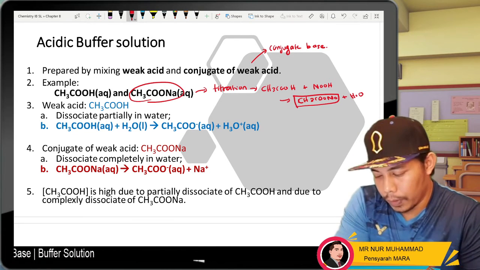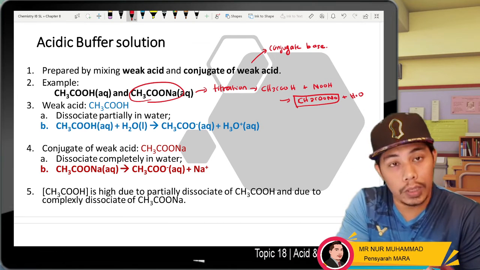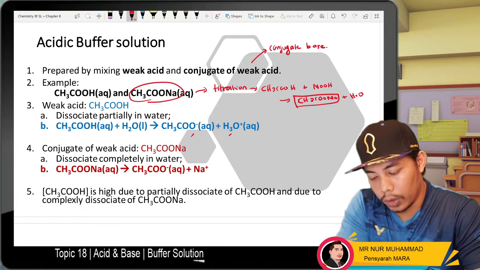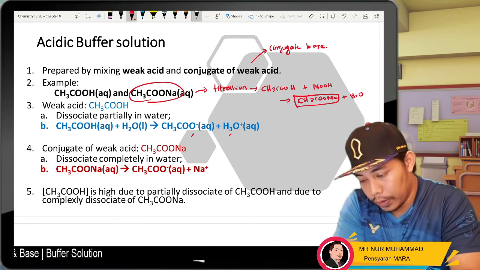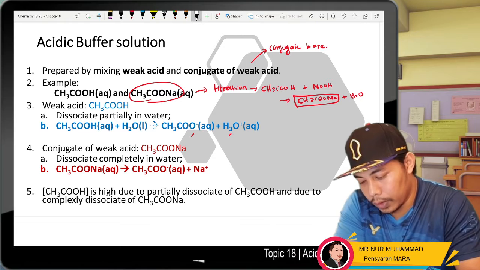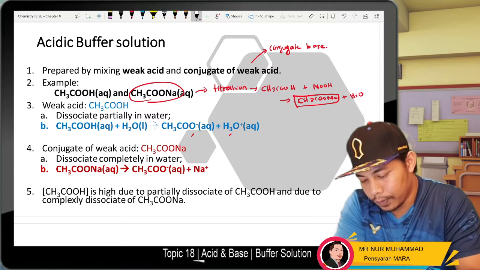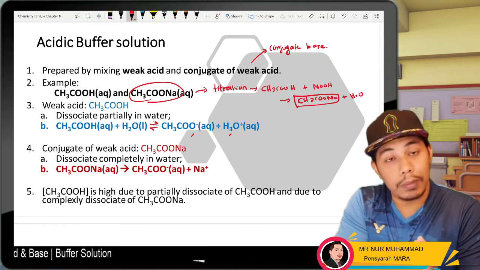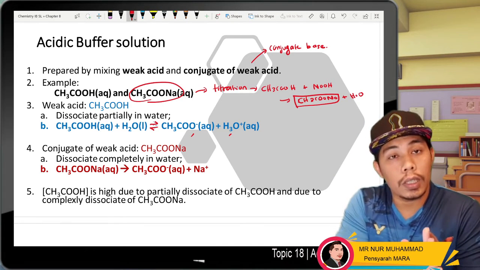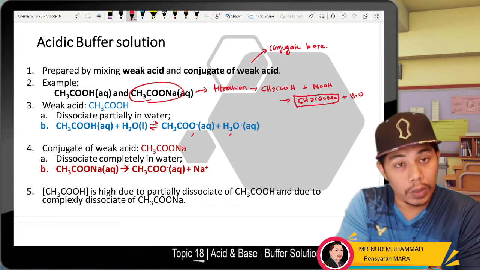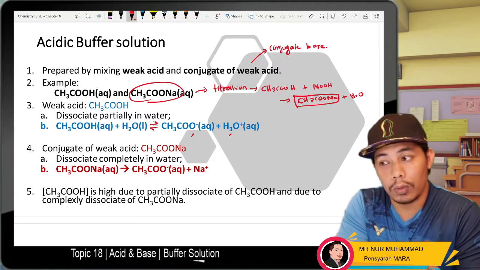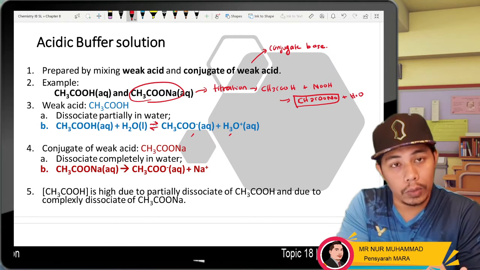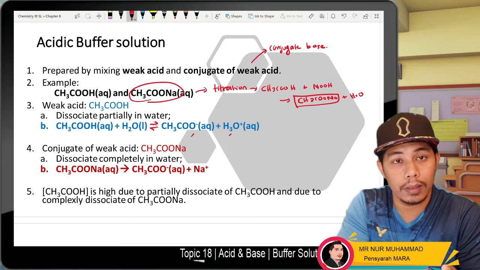Alright, so what happened to the weak acid? The weak acid dissociates partially in water to produce ethanoate ion and hydronium ion. This is a reversible reaction. What is meant by a reversible reaction? Even though ethanoic acid dissociates into the ethanoate ion, once it reverses, the concentration of ethanoic acid is still high.